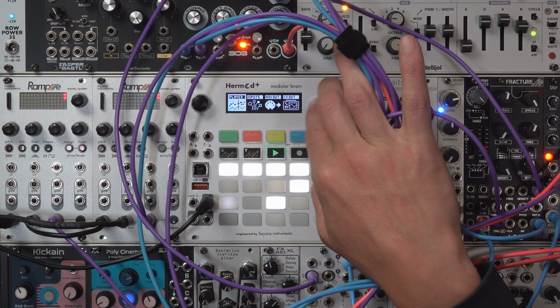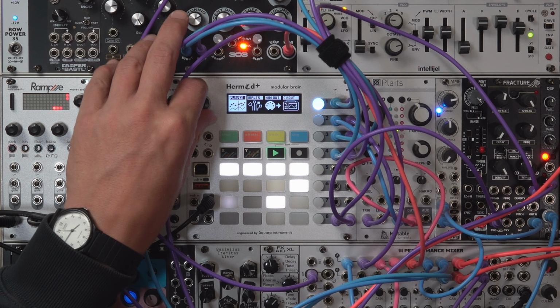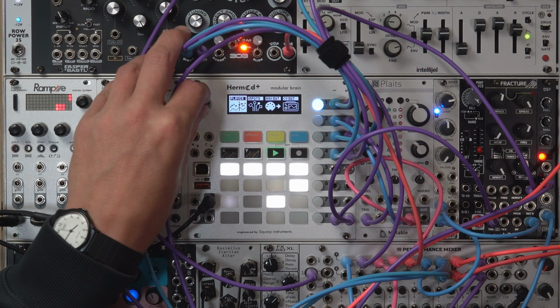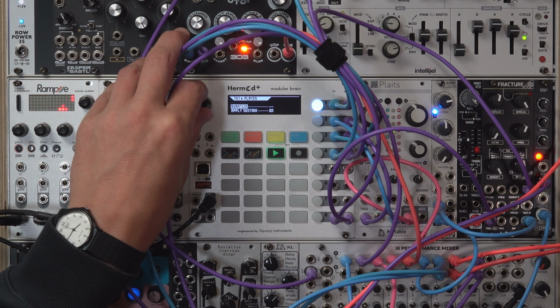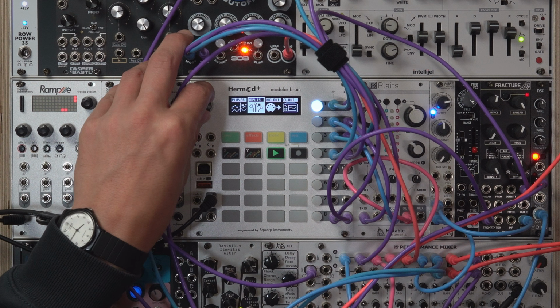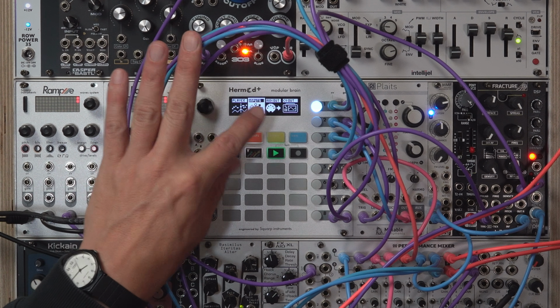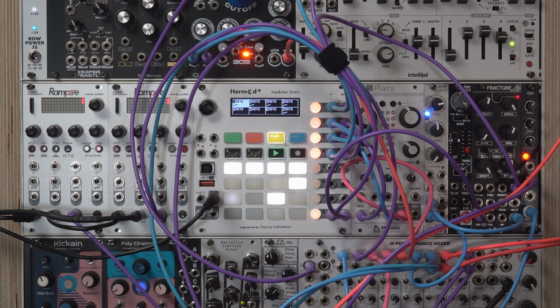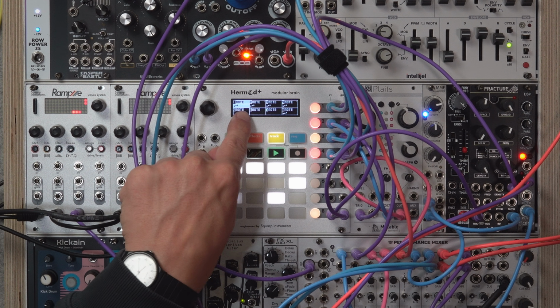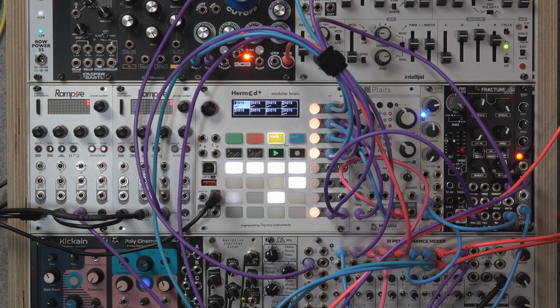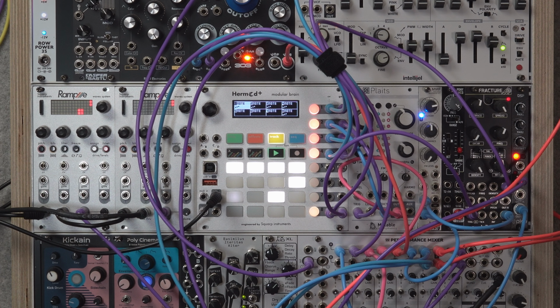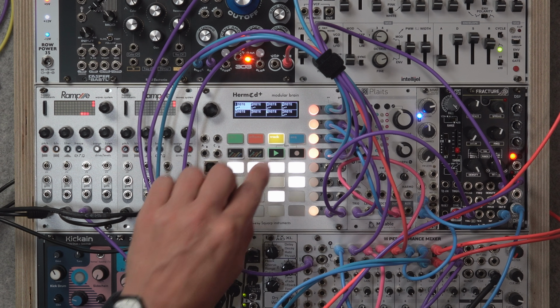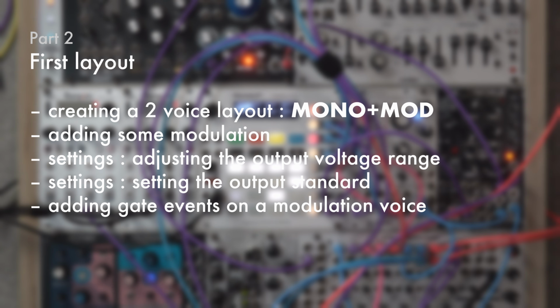Holding a track button will open the track configuration menu. We'll be coming back to this menu often throughout the video, but for now, just note that the track-specific settings are grouped here. Finally, you can see that for now, we are only using tracks that output notes, meaning single voice layouts. The real power of Hermod Plus lies in its ability to be configured to suit any needs you might have in a Eurorack setup, so let's dive into it.